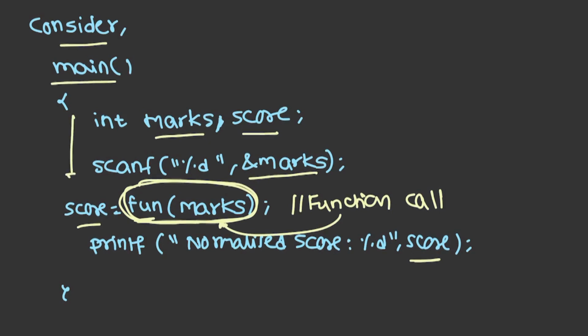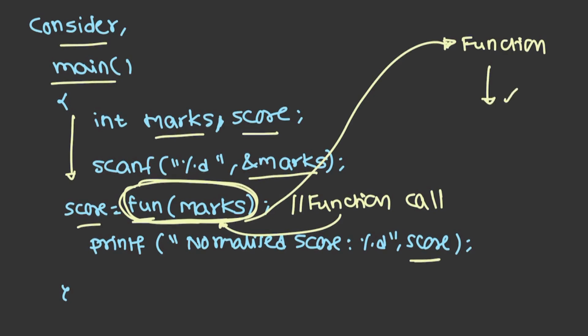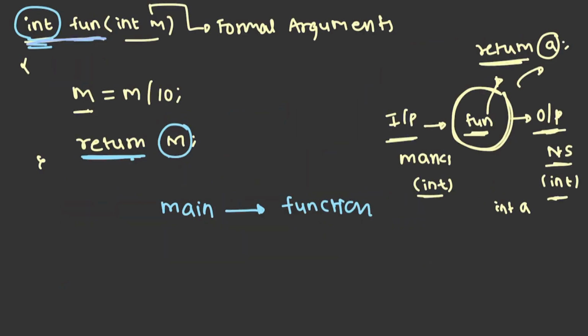It goes in sequence. Whenever it encounters a function call, the control shifts to the function. The function will be executed completely. After the function has been executed, the control returns to the position from where it was shifted. Whenever it sees this statement, it will move to this function.